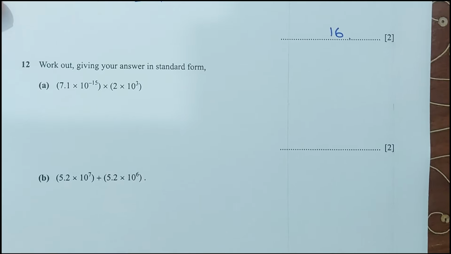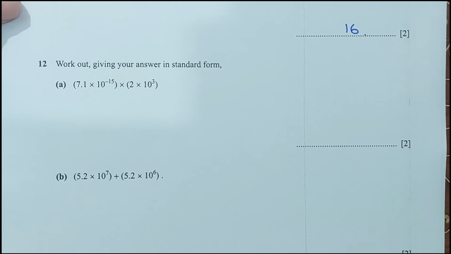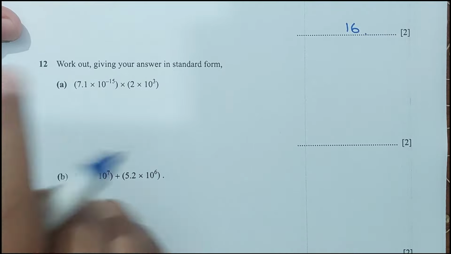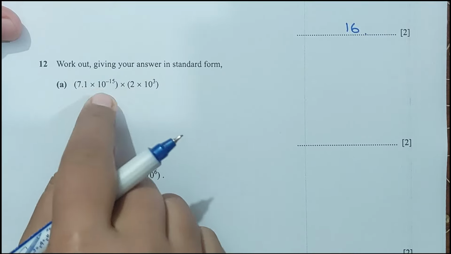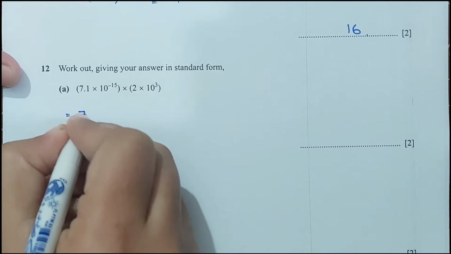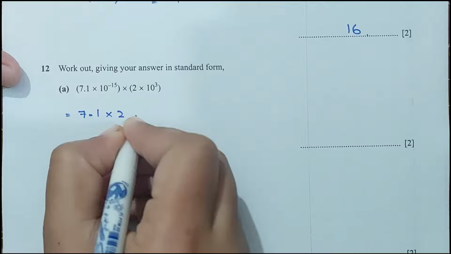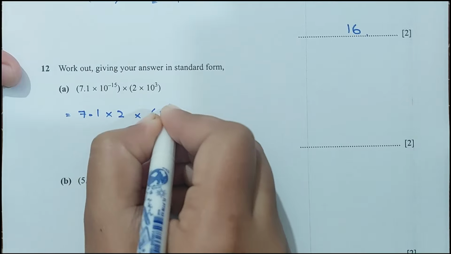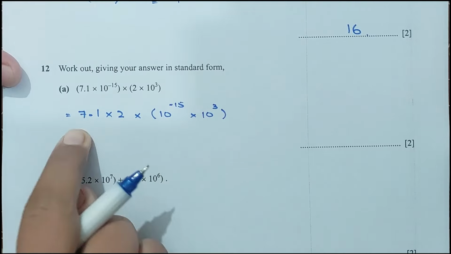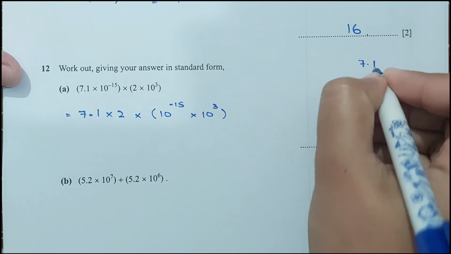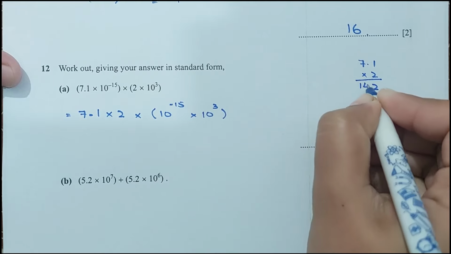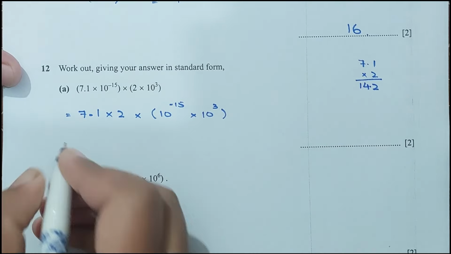Right. Question number 12, work out, give your answer in standard form. Okay, so for part A, we have to multiply 7.1 by 2 and multiply 10 to the power minus 15 times 10 to the power 3. Okay, let's do this. 7.1 times 2. 2 times 1 is 2. 2 times 7 is 14. And with 1 decimal place, the answer is 14.2.